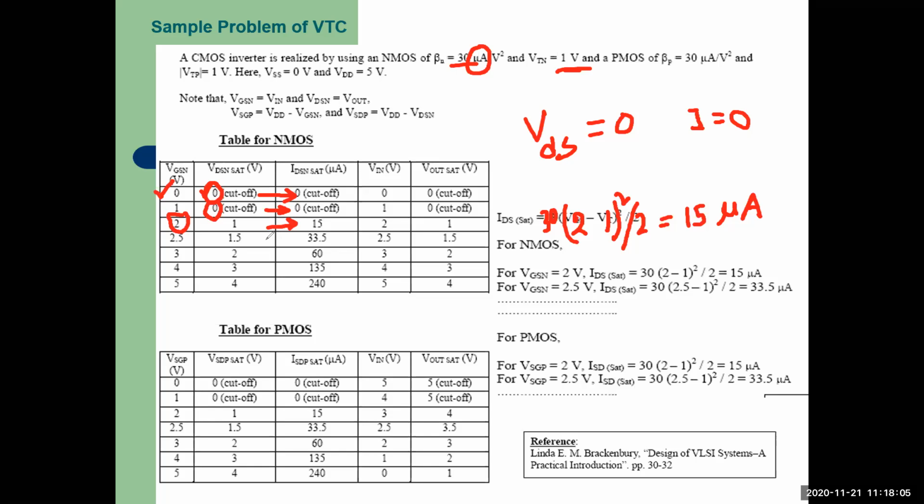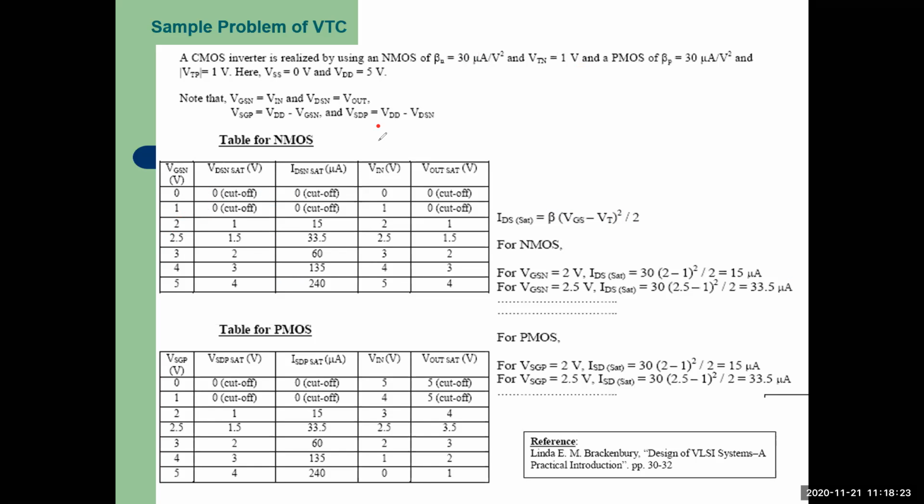For the next one, you will get 33.5. For the next one, you will get 60. You will get 135. You will get 240. So you do not have to show all the calculation. You show one or two. That is enough. Okay?